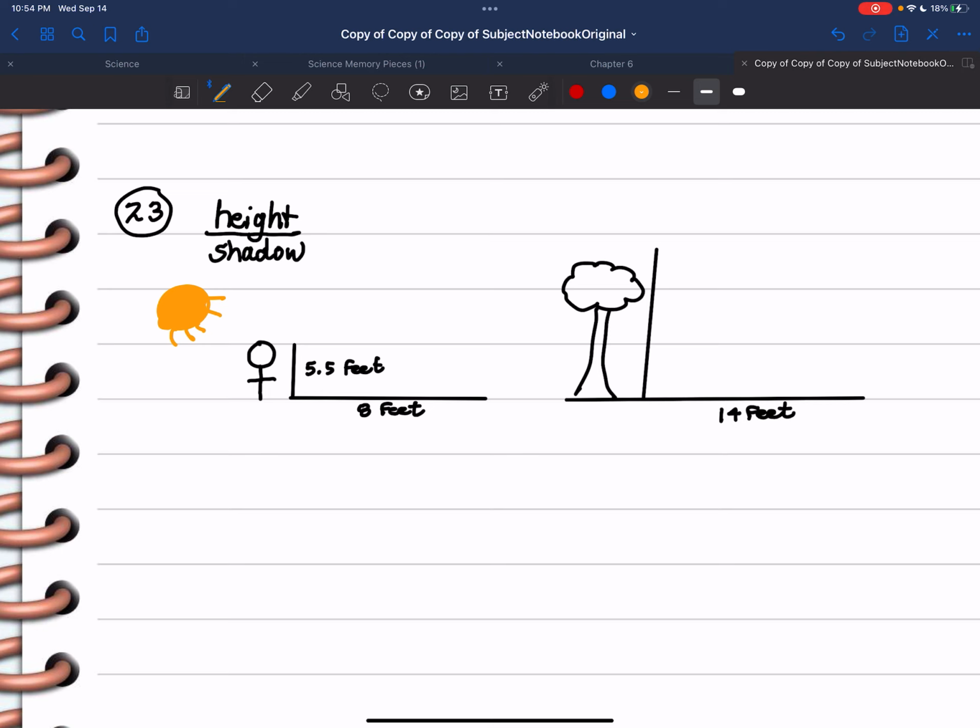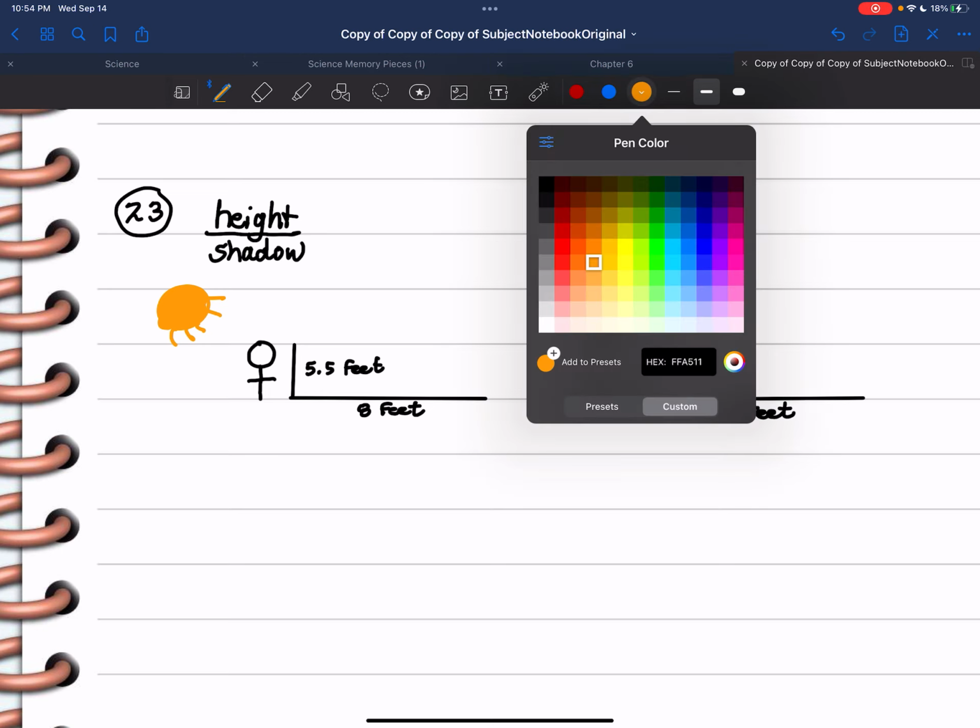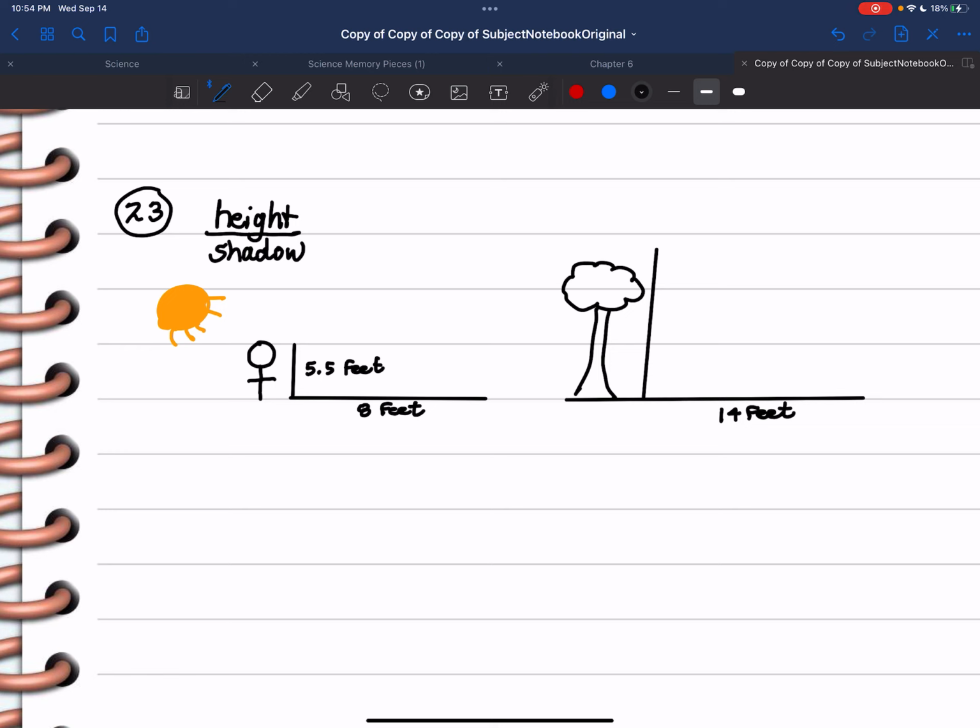All right, so assuming that it is proportional and the sun is shining at the same time of day, what is the height of the tree rounded to the nearest thousandth of a foot? So we are going to just continue this proportion. Jessica's height is 5.5 feet and her shadow is 8 feet. The tree, we don't know its height, we're about to, and its shadow is 14 feet. I used to take students outside and let them find the height of the flagpole.